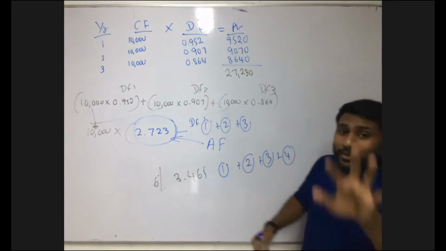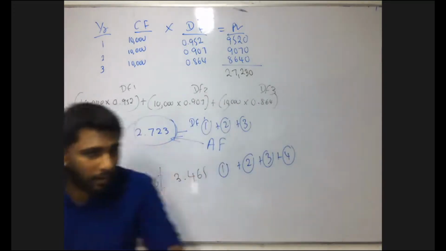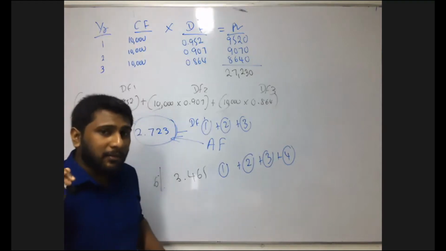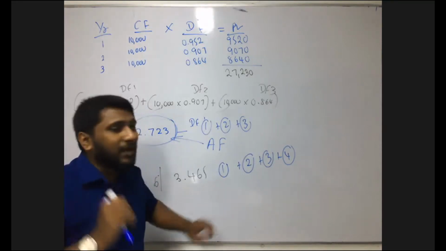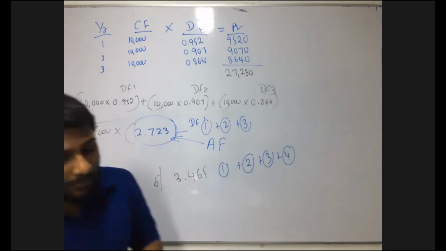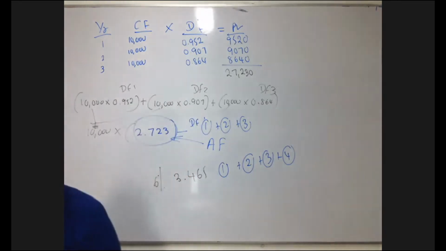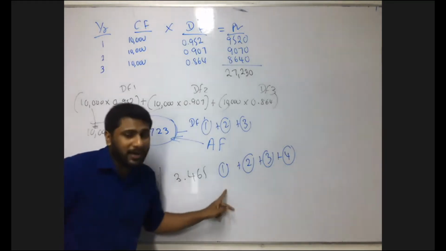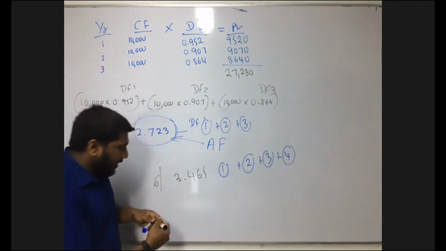If you want, guys, you can confirm it. Take your discounting factor table, and under 6%, you tell me what's the discounting factor for the first year. In your discounting factor table, or your present value table, you tell me what is the discounting factor. 0.943.